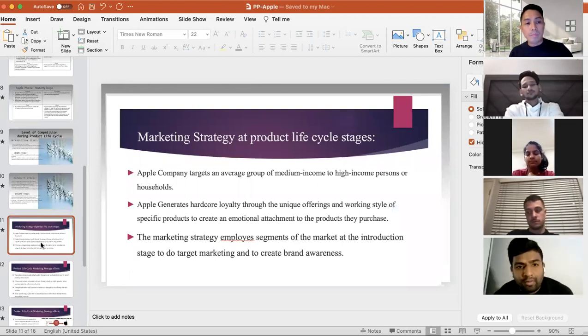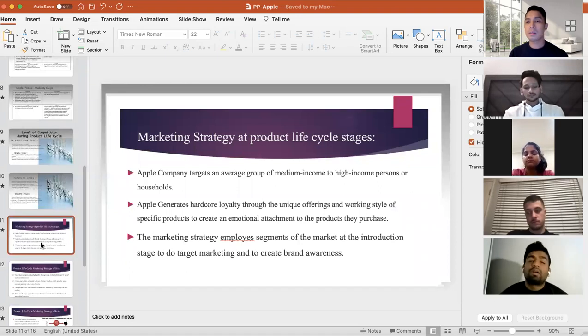So I'm going to talk about the marketing strategy effects on the product life cycle. In this slide, as you can see, is how Apple targets their customers. Apple targets an average or medium income or high income person or household. Apple generates loyalty through unique offerings, working style, or a specific product. This means Apple uses a different style of working. Maybe if they're selling a mobile phone, they will use some different offers, or maybe a buy one get one offer on that.